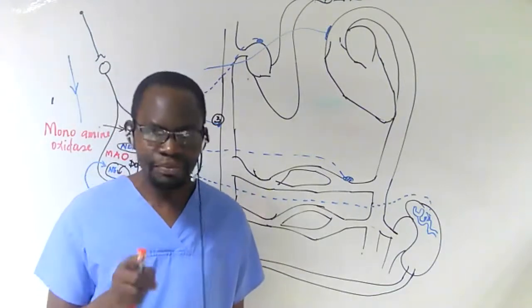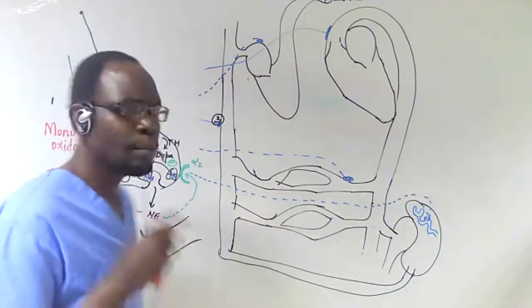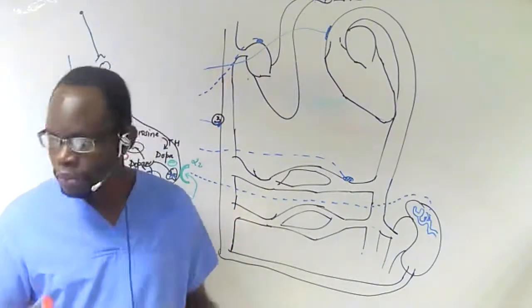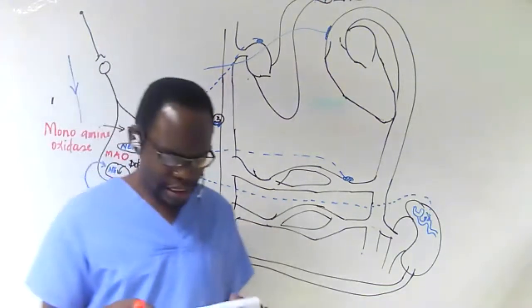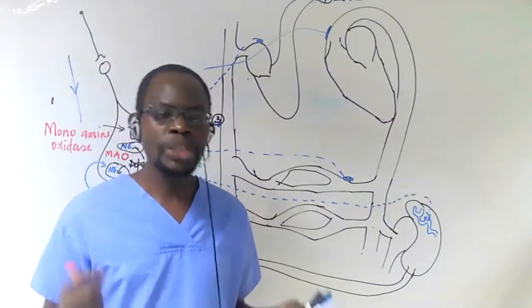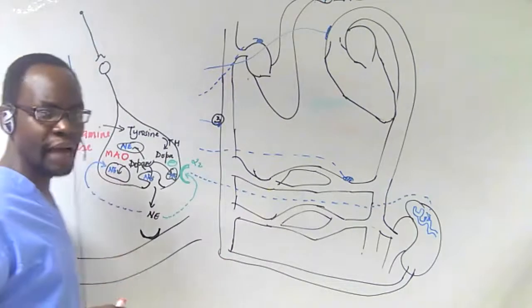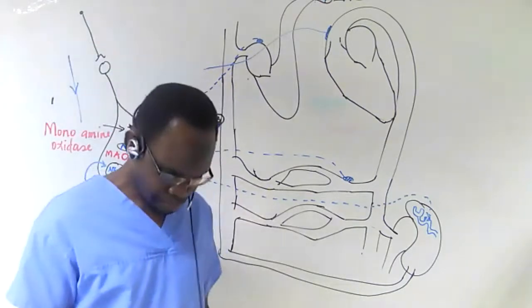Is that clear? Because this is going to form the basis of our postganglionic sympathetic nerve ending blockers. So it is destroyed if it is outside of the vesicles.